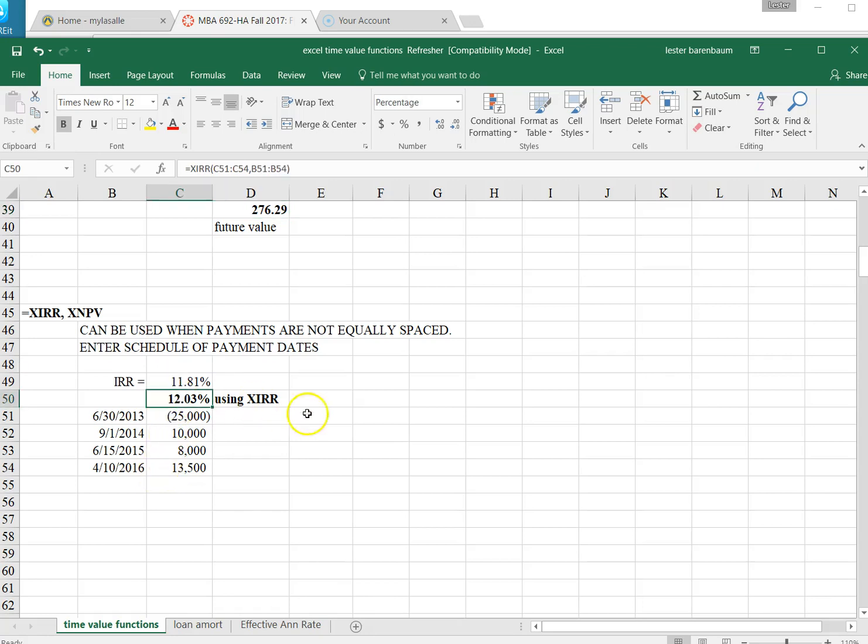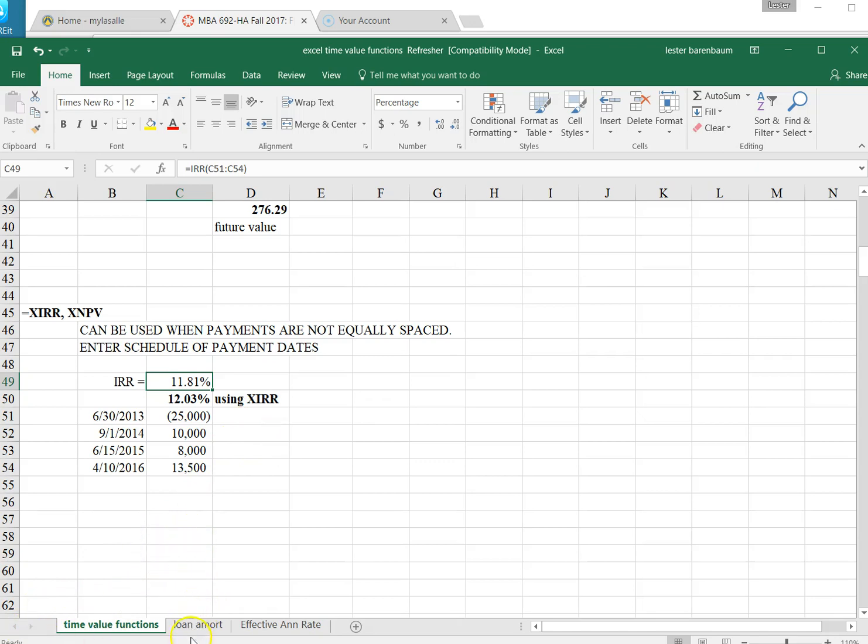The XIRR function is you highlight first the dates, then you highlight the dollars, and it returns the expected rate of return. If we used the straight IRR, assuming the cash flows were equally spaced, then our return would be 11.81%. So the XIRR is very powerful.